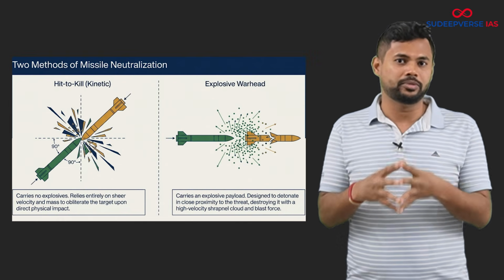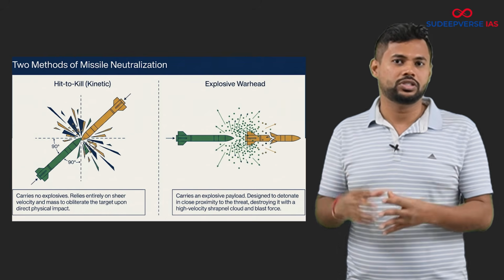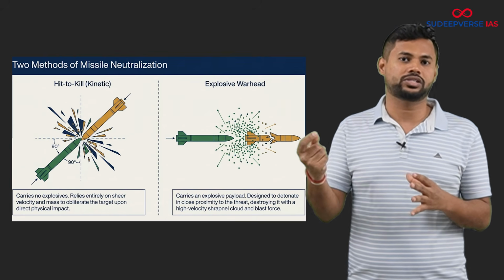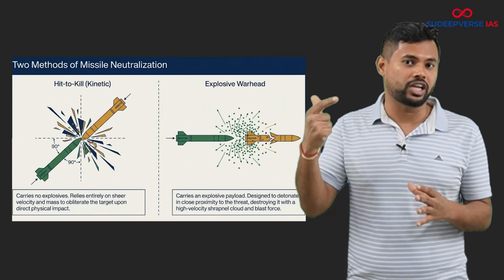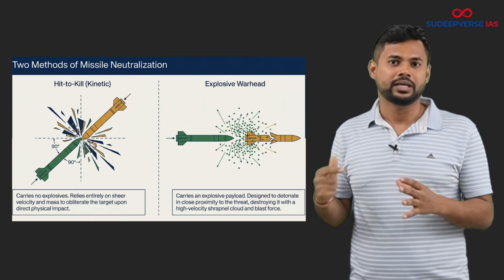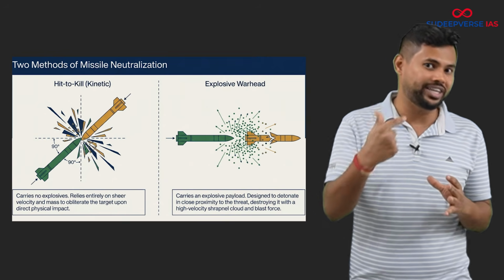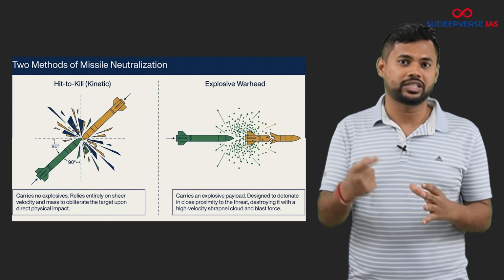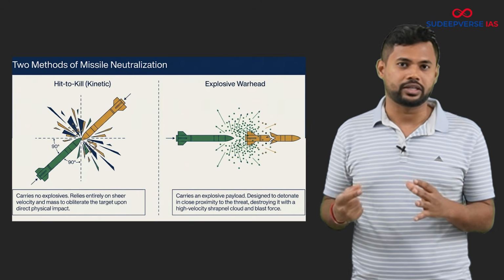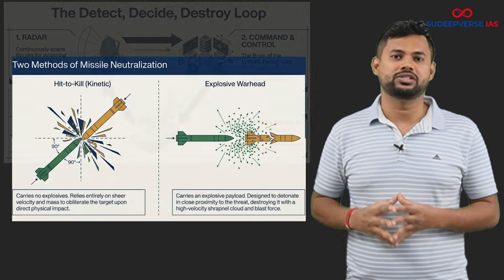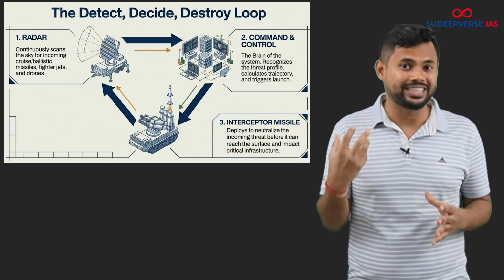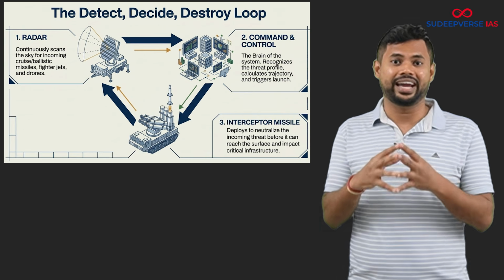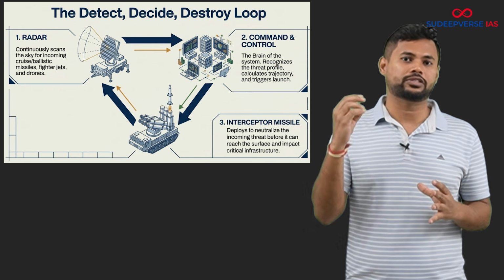Now within the interceptor missile there are two types. One type is the hit-to-kill kinetic interceptor missiles. These missiles do not carry any explosive warheads, but they use their speed itself to go and hit the target and destroy it. The second type is the explosive warhead interceptors. These carry explosive warheads and they explode when they go near the target. So these are the two types of interceptor missiles. Now after understanding the components of an air defense system and the different types of interceptor missiles, let us understand the air defense systems of India, Israel as well as USA.